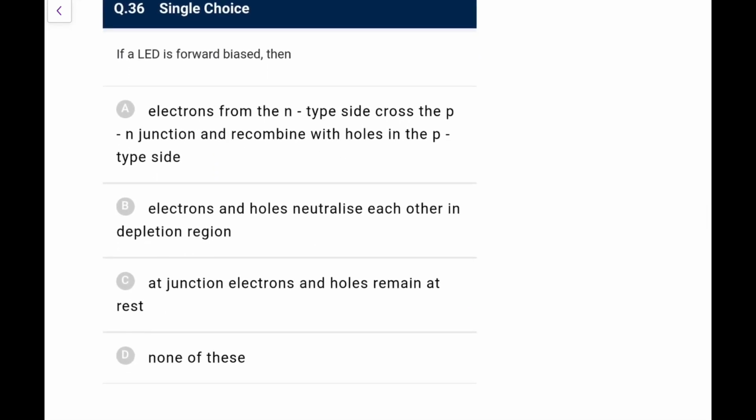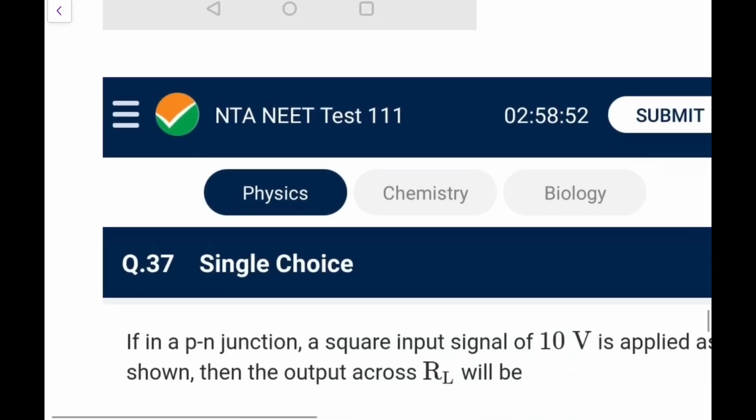If LED is forward biased, then electrons from the n side cross the p n junction and recombine with holes in the p side. Electrons and holes neutralize each other in the depletion region. At the junction, electrons and holes remain at rest, none of these, so this is the most appropriate because there will be diffusion of electrons from the n side towards the p side.